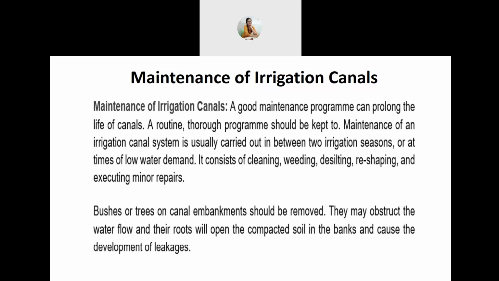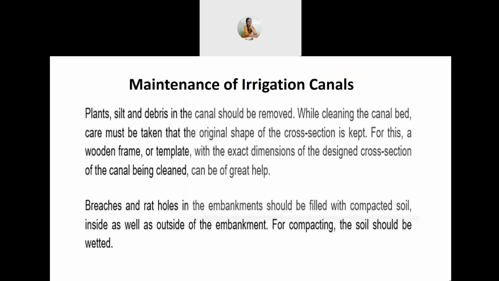Bushes or trees on canal embankments should be removed. They may obstruct the water flow, and their roots will open the compacted soil in the banks and cause the development of leakages. Plants, silt, and debris in the canal should be removed.